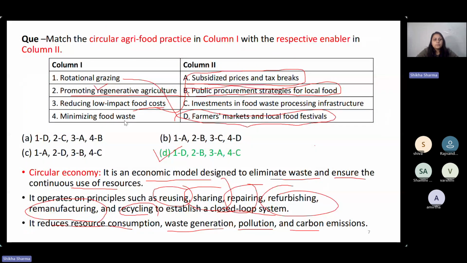The fourth, which is minimizing the food waste, is related to investment in food waste processing infrastructure, which is C here. So answer D is correct here.